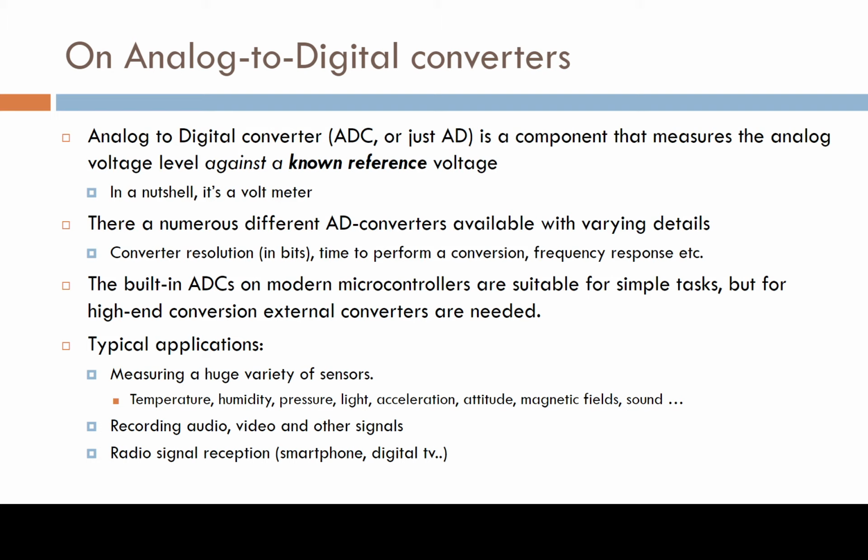Other typical applications: recording audio, video, and other signals, radio signal reception, so smartphones, digital TVs, software defined radio, that kind of stuff. So practically the tendency is to try to eliminate as much analog electronics as possible. Some analog electronics are still needed, so you need to take care of some of the signal processing before you can convert it, for example.